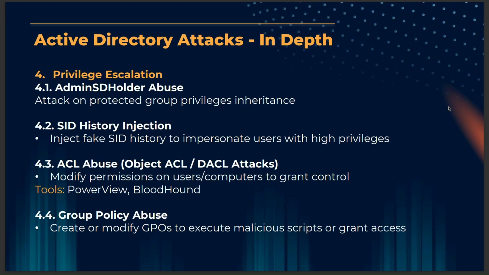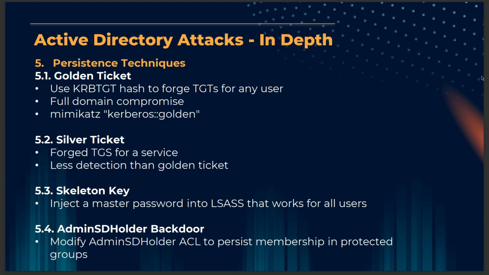The next attack type we have is privilege escalation. To escalate privileges, attackers abuse misconfigurations. AdminSDHolder protects privileged groups but can be abused. ACL abuse involves changing permissions on objects to gain control over them. Group policy abuse allows for mass exploitation through policy updates.